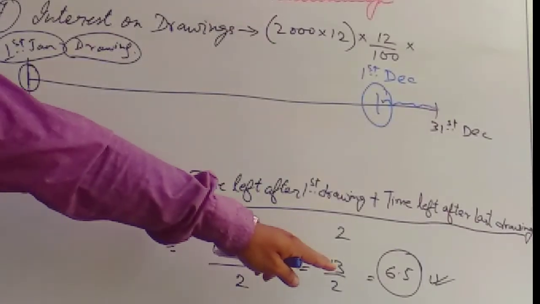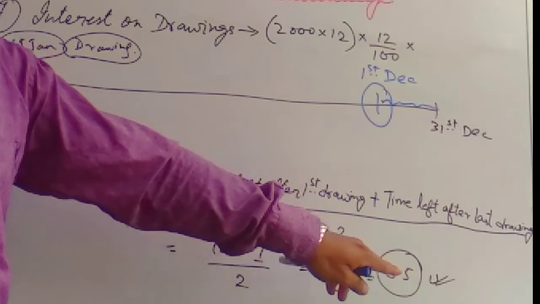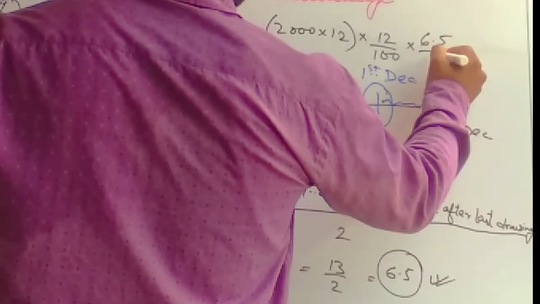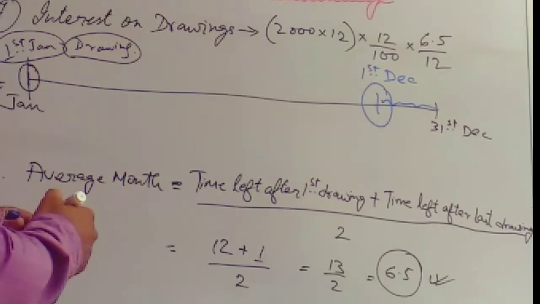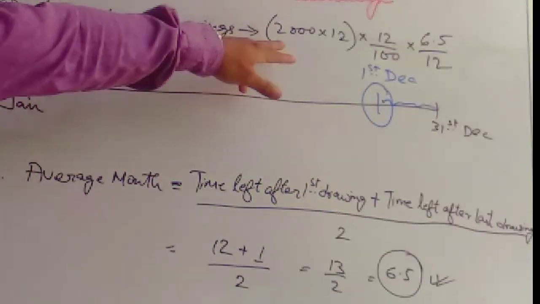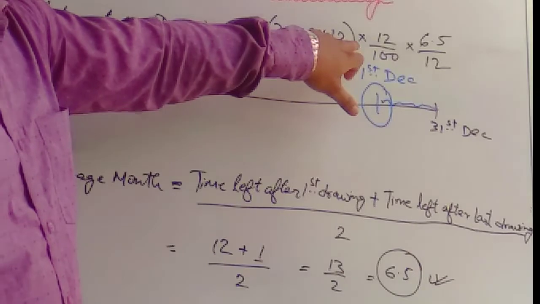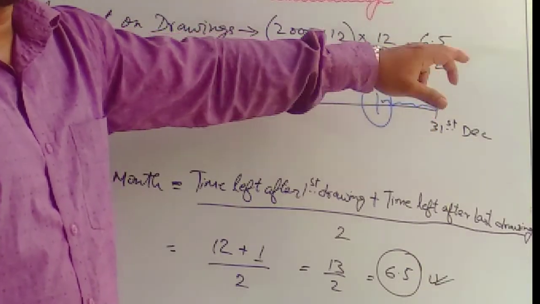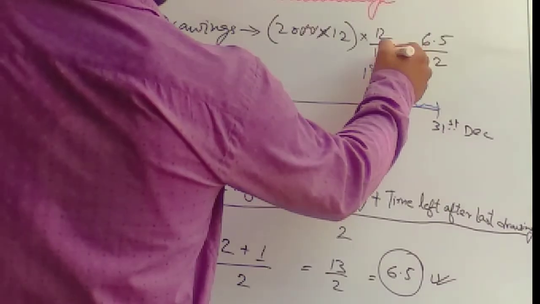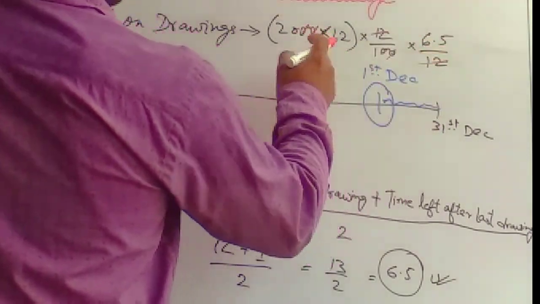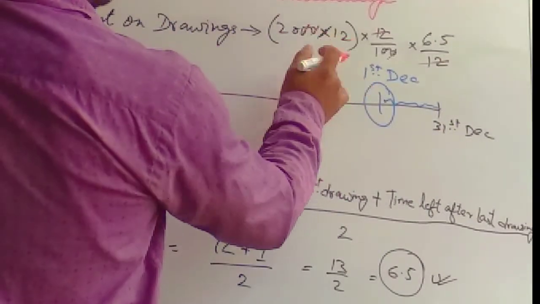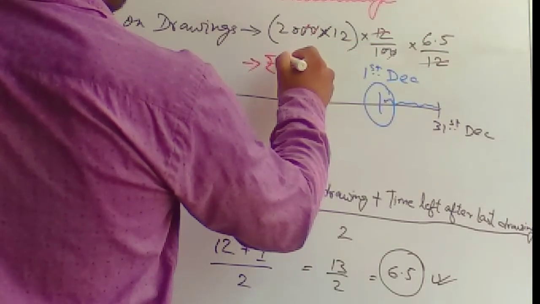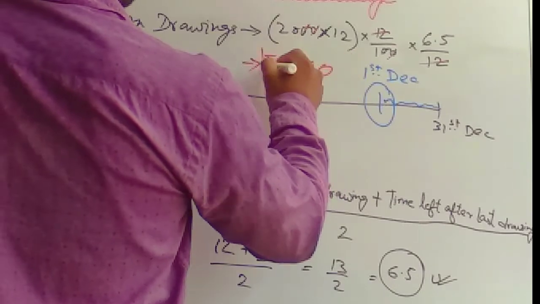So we will take this as our time duration, 6.5 by 12. So let's calculate this. 2000 into 12, multiplied by the rate of interest and the time span. 20 into 12, that is 240. 240 into 6.5, that is 1560.